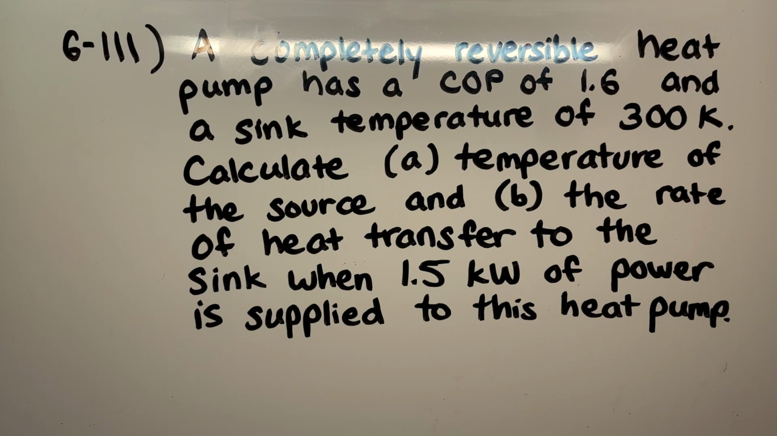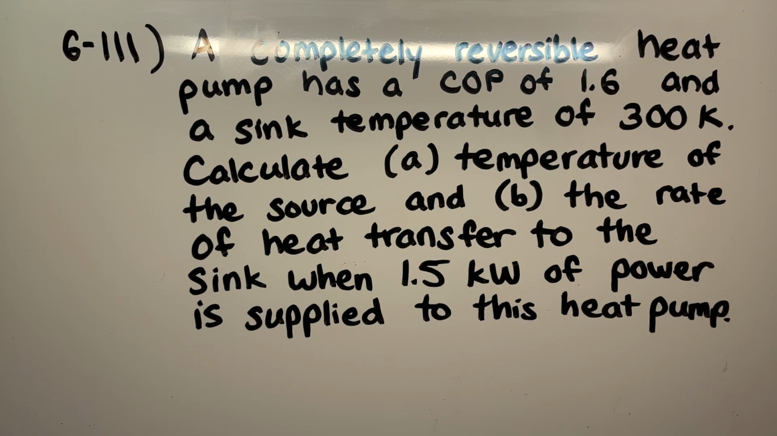Question 6-111: a completely reversible heat pump has a coefficient of performance of 1.6 and a sink temperature of 300 degrees Kelvin. Calculate the temperature of the source and the rate of heat transfer to the sink when 1.5 kilowatts of power is supplied to this heat pump.